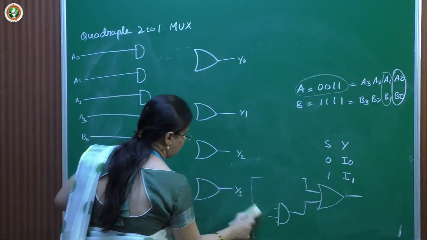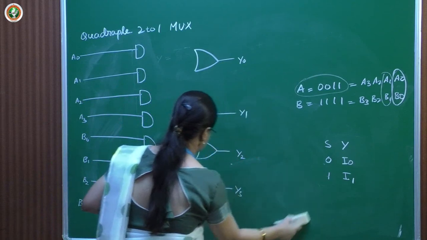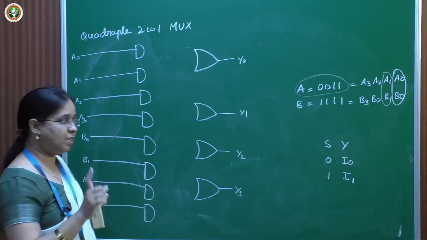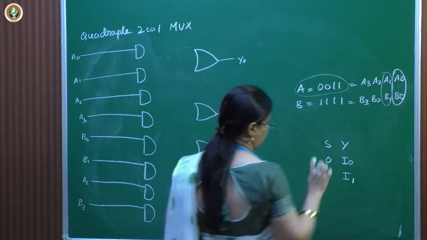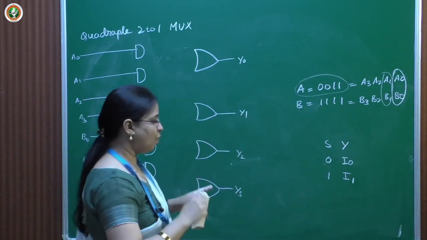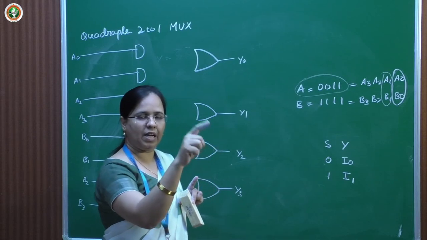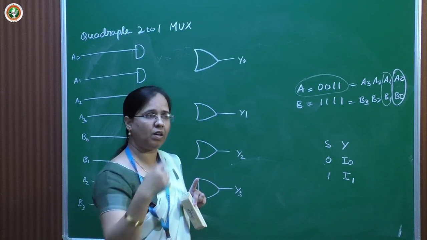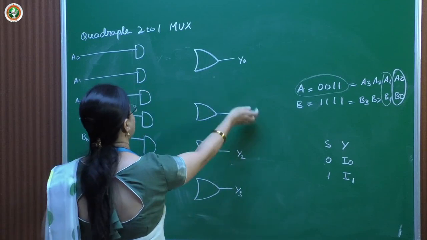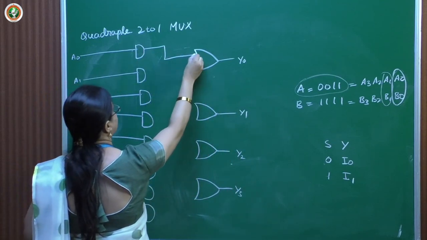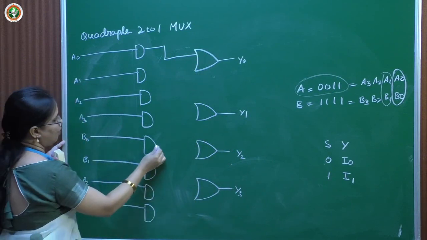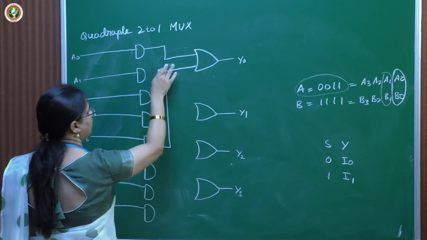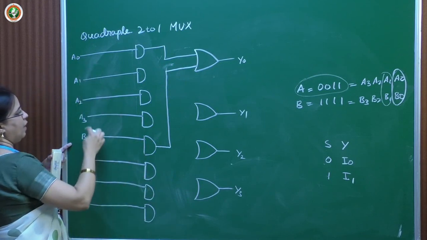Then what next? I want my first multiplexer to select either A0 or B0. As I have already told you, for a 2-to-1 mux, the data lines were I0 and I1, and among I0 and I1, one must be selected. In our case, I want to select A0 and B0. So for the first OR gate, one input will come from here, and the second input should come from B0, because I want to select one among A0 and B0.